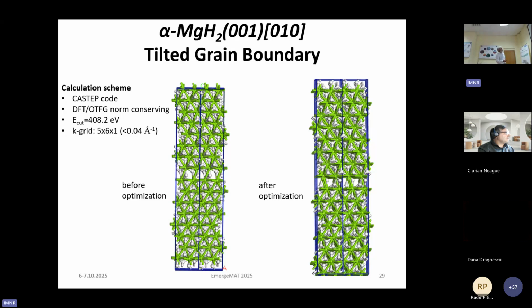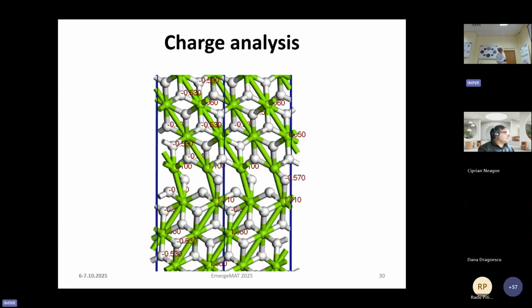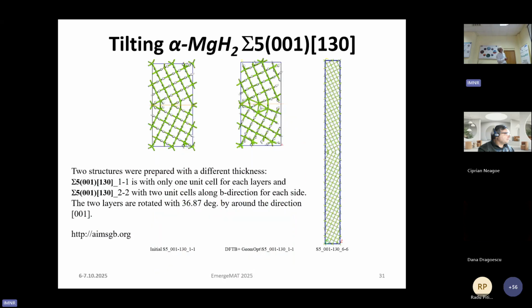And as consequences, we can see here the charge of each atom. So we can see that in this interface, the charges are different on different types of atoms than in the bulk area. And we can see this also on this. Here the structure is much clearer. You see here after optimization, we have a reconstruction.